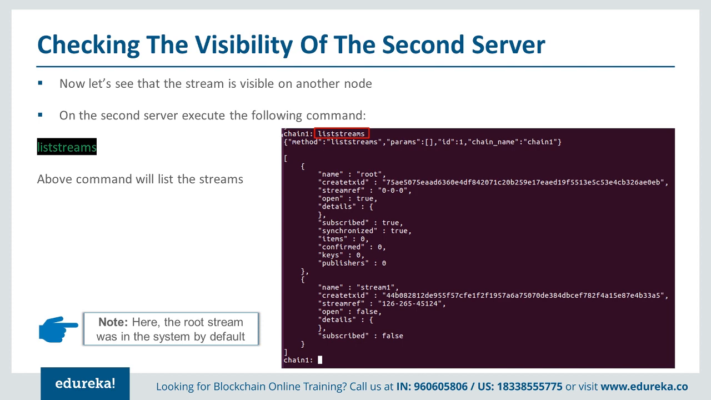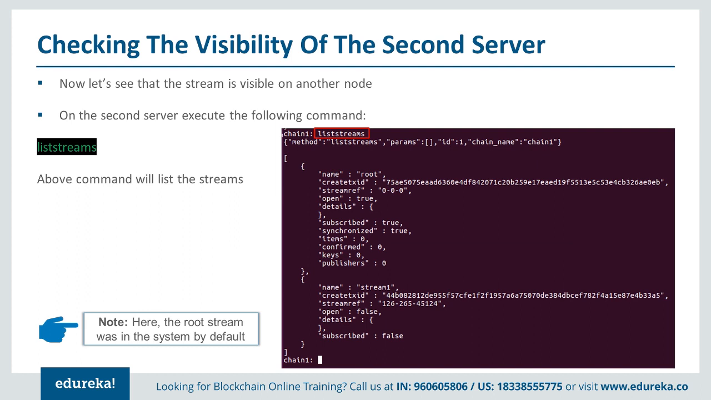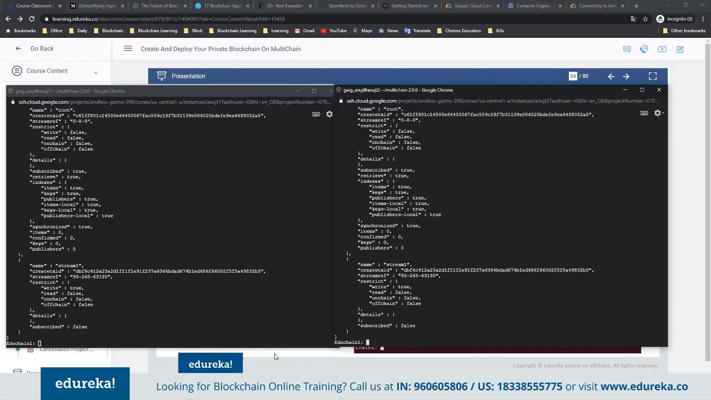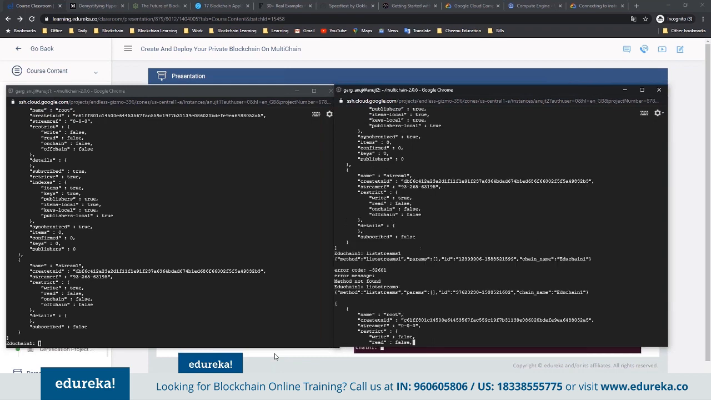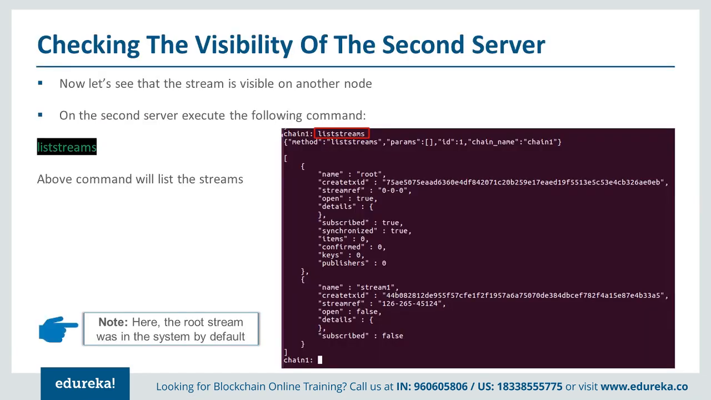So again, there is a concept of permissioning here. I have published this stream. If I do list streams, I have already seen the output: apart from root, there is a stream1 also. I can see the same here also, but I cannot use or see the data with this stream unless I specifically ask for the permission. I can see that the stream is created. This goes into the block as a transaction.